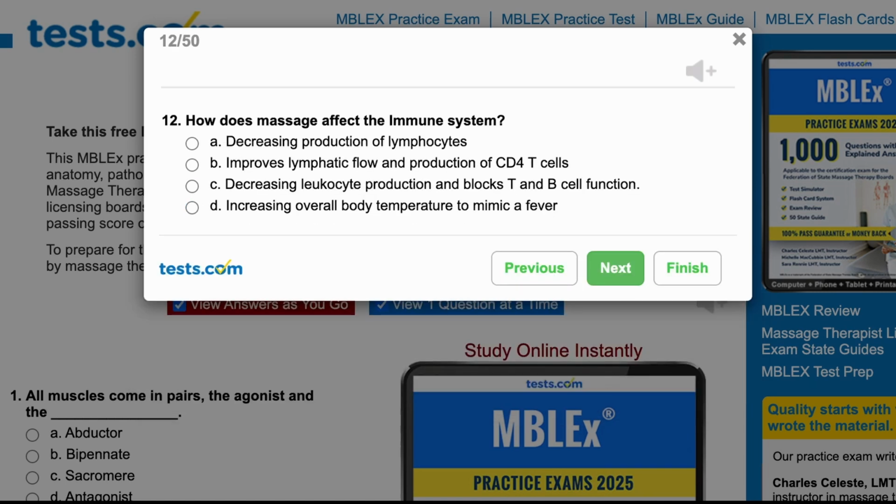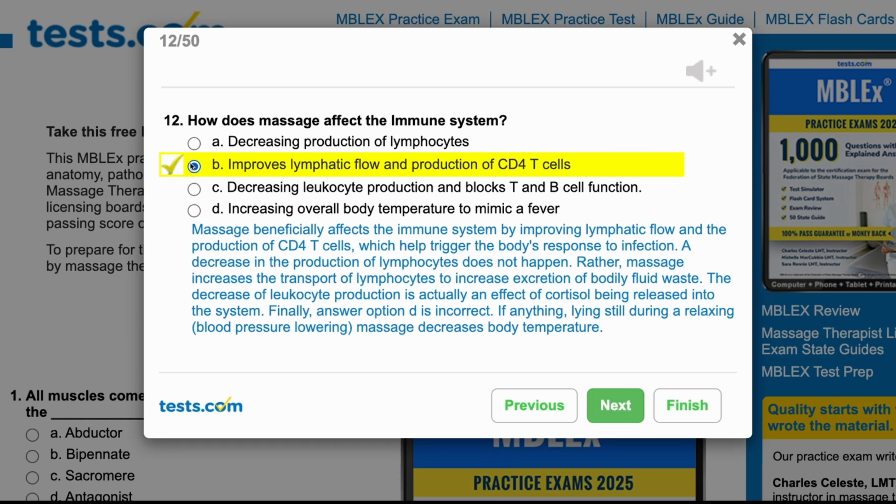Question 12. How does massage affect the immune system? A. Decreasing production of lymphocytes. B. Improves lymphatic flow and production of CD4 T cells. C. Decreasing leukocyte production and blocks T and B cell function. Or D. Increasing overall body temperature to mimic a fever. B. Improves lymphatic flow and production of CD4 T cells.